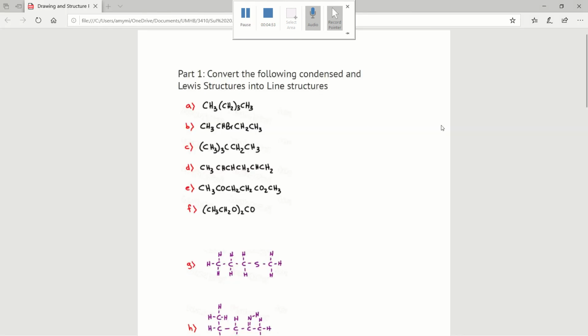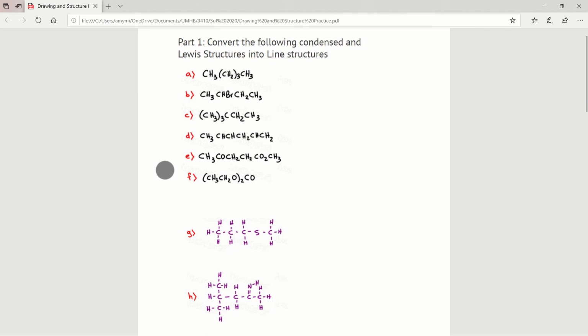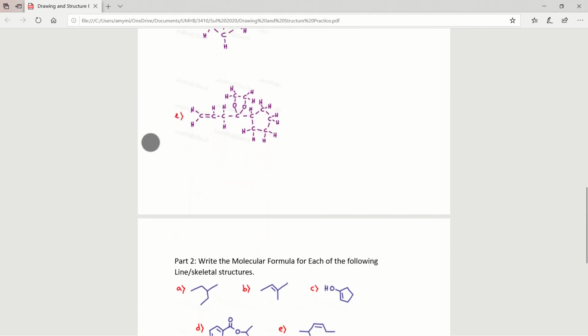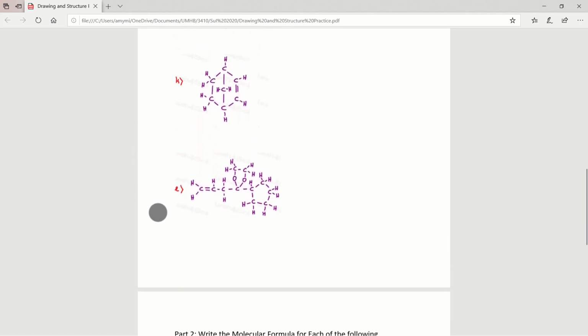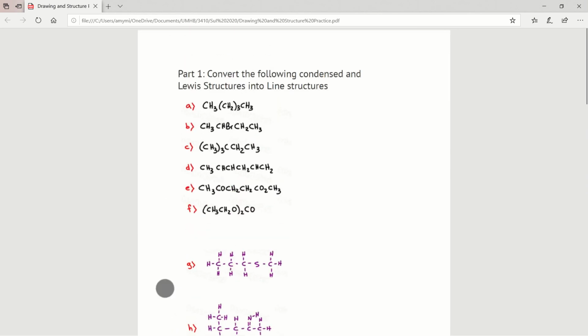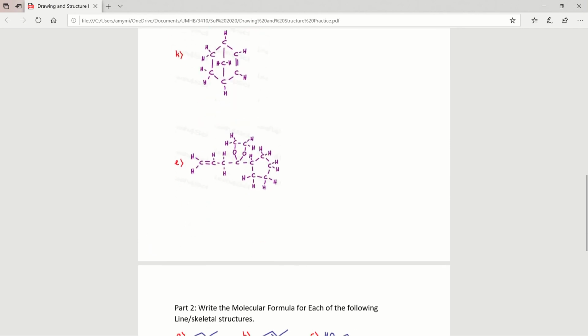So here's the assignment that I'm going to have you do. You're going to have a series of Lewis structures, and you're going to have to convert condensed structures and Lewis structures into line or skeletal structures. So that part one is A through I. So you're going to convert all of these structures, A through I, into skeletal structures. This should be fun.